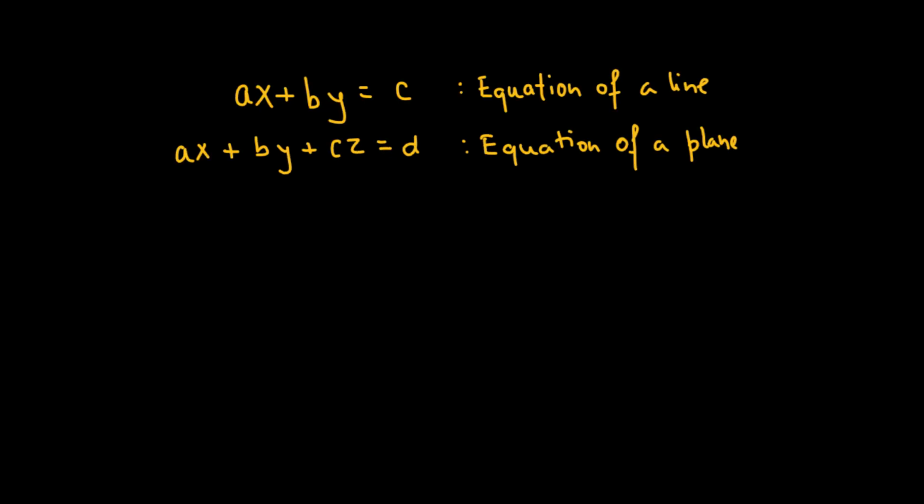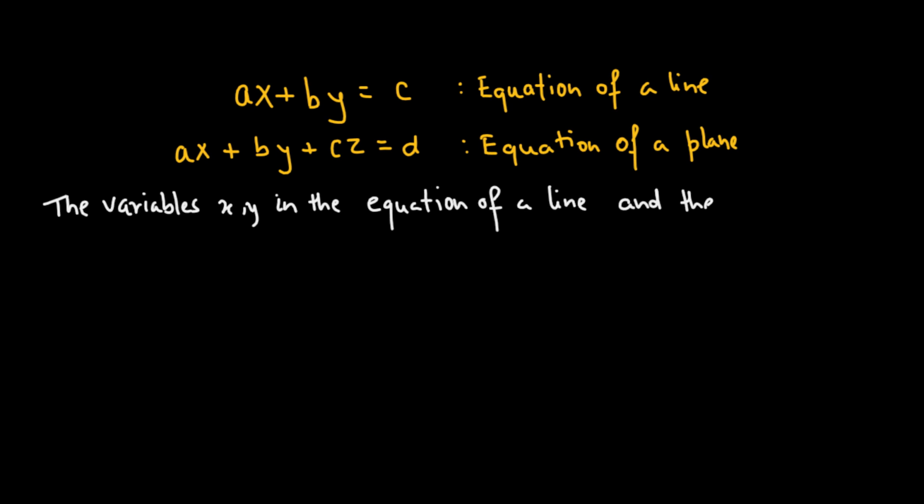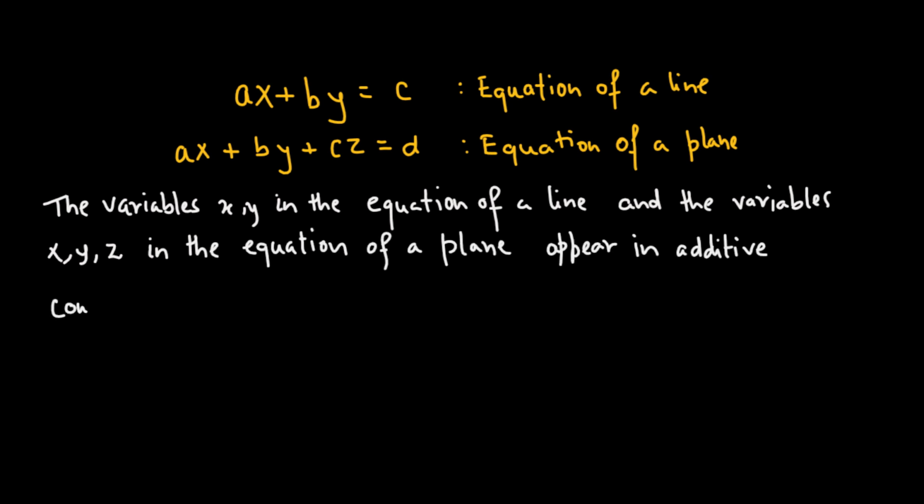ax plus by equals c, equation of a line. ax plus by plus cz equals d, equation of a plane. The variables x, y in the equation of a line and the variables x, y, z in the equation of a plane appear in additive combinations of their first powers only.